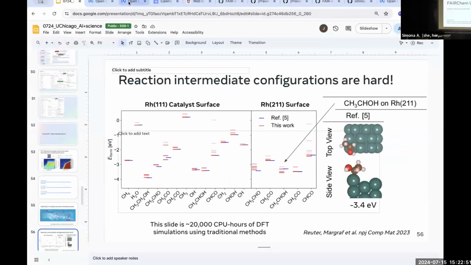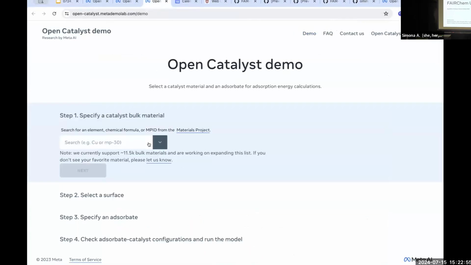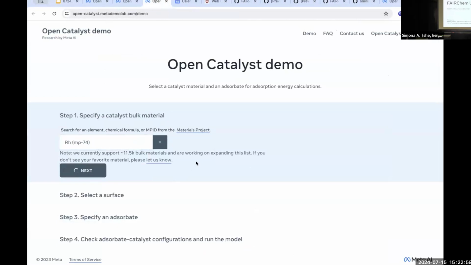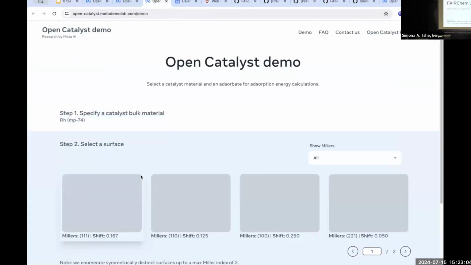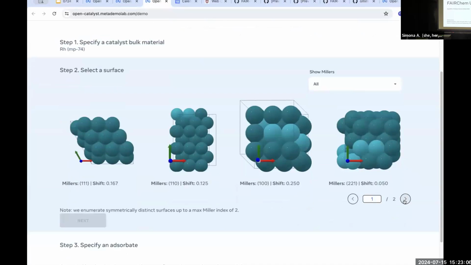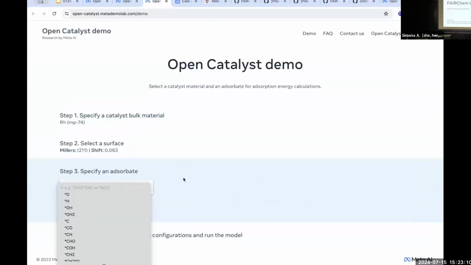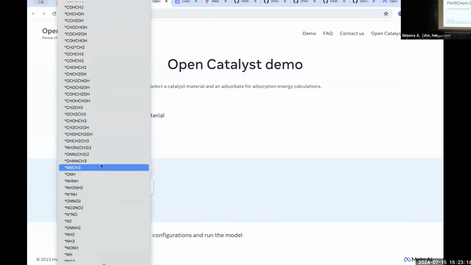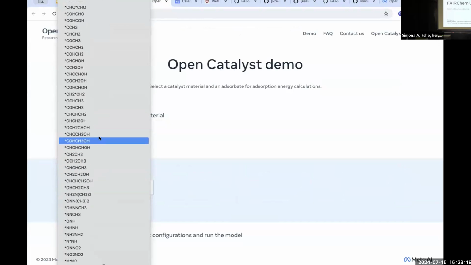I'm just going to go to this demo. Again, pretty much the same flow. Rhodium, and I think it was the 211. It's a little annoying to get through this. One of the things on their wish list for this demo when we first made it was a little visualization so that we could see these little adsorbates.